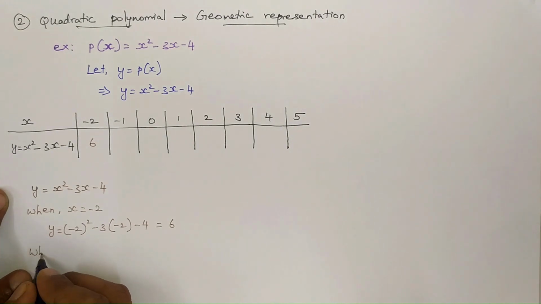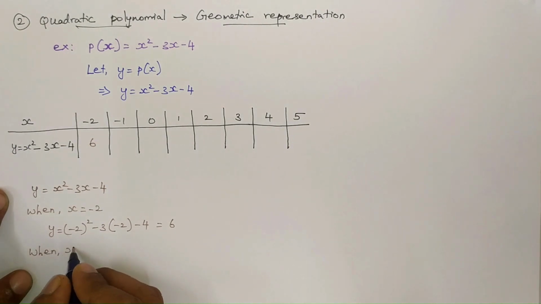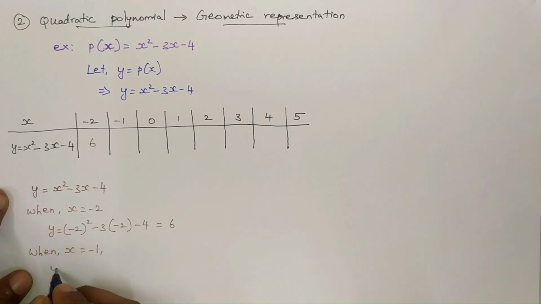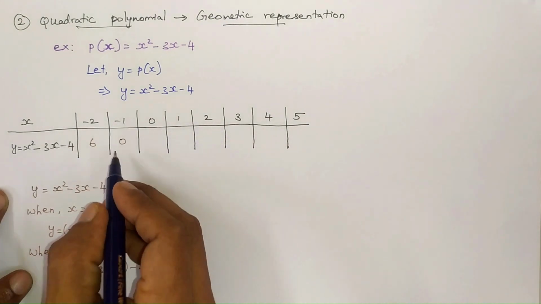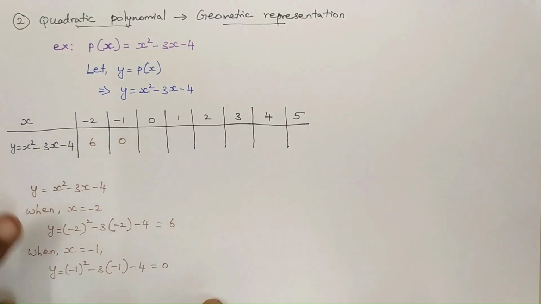When x is equal to minus 1, y is equal to minus 1 the whole square minus 3 into minus 1 minus 4. So here it is equal to 0. So this is going to be one of the solutions, one of the zeros of the polynomial.